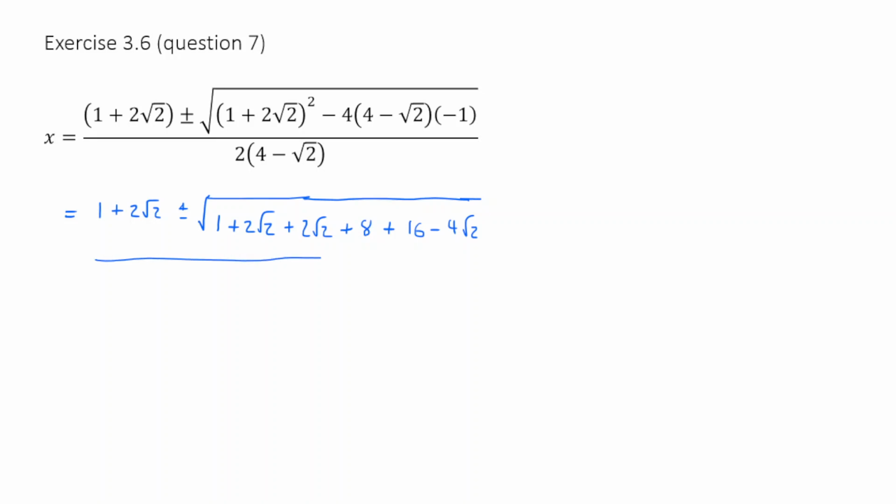Let's then do the denominator. On the denominator, if I multiply out the bracket, I'm going to get 8 minus 2 root 2. Okay, so now hopefully I can simplify things a little bit. I'm still going to have here 1 plus 2 root 2 on the top, plus or minus.